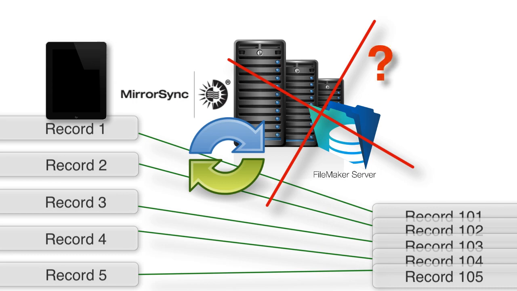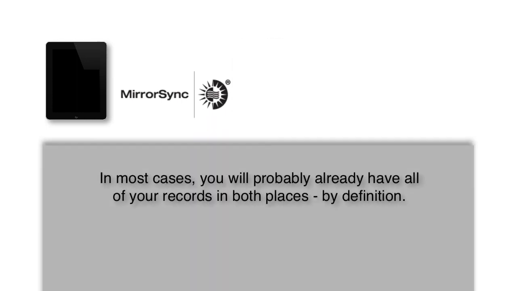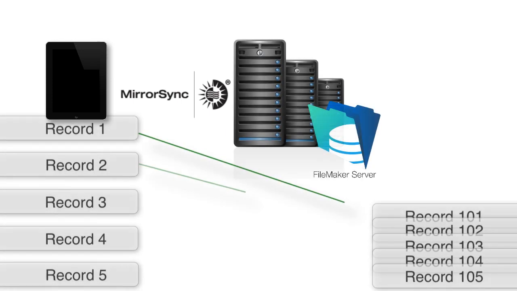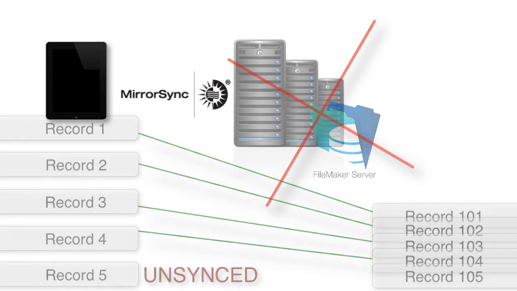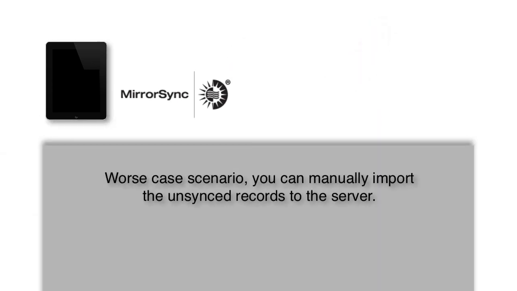Then what happens? Well, MirrorSync is in a unique situation because it's a sync tool, which means that in most cases you'll probably already have all of your records in both places by definition. Where it might be an issue is if you have some unsynced changes that you haven't gotten to yet and your server exploded. In that case, yes, you would want a backup of that internal database to restore. But even if you didn't have the backup, it's not a catastrophic situation, because worst case scenario, you would just manually import those records onto the server, not using MirrorSync, and they would get assigned new serial numbers, and then you would get a new fresh offline file.